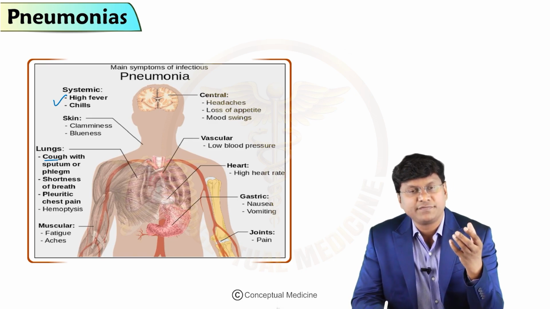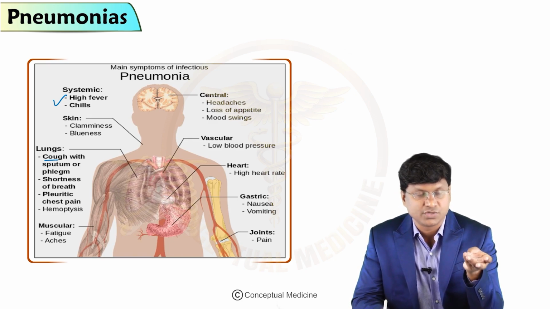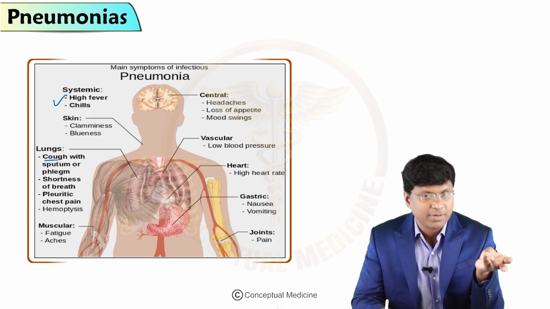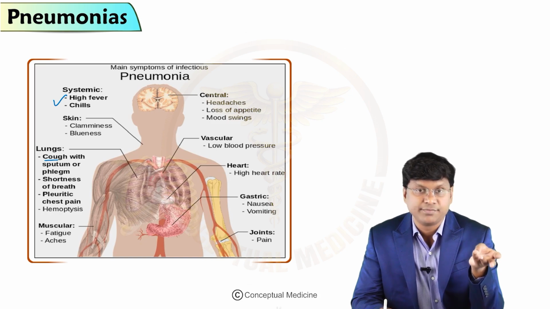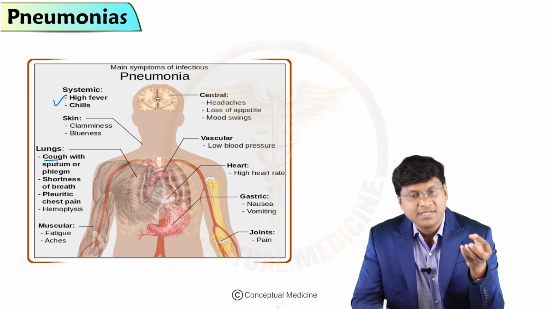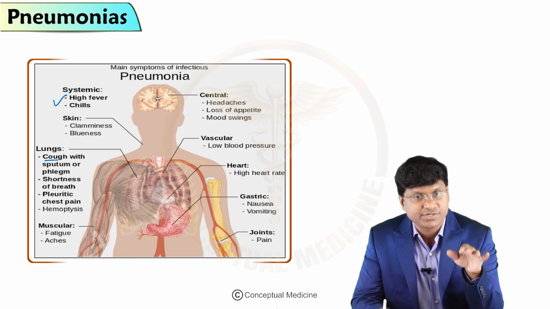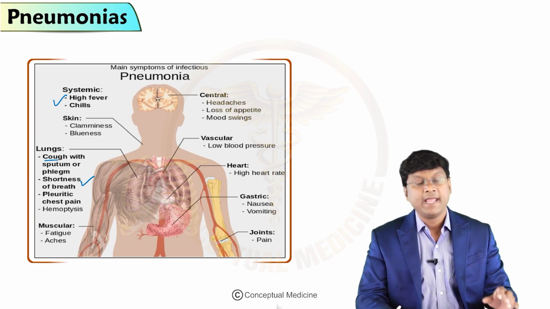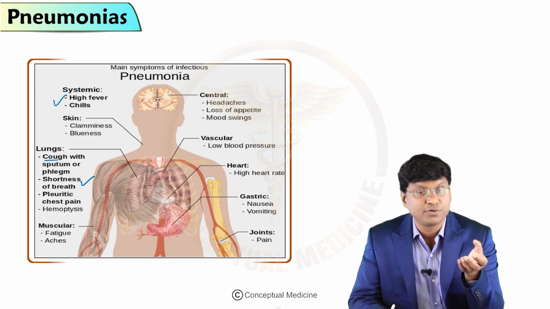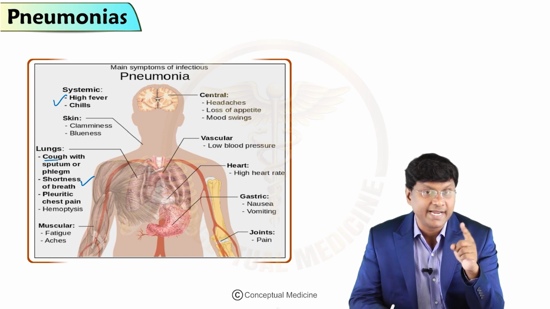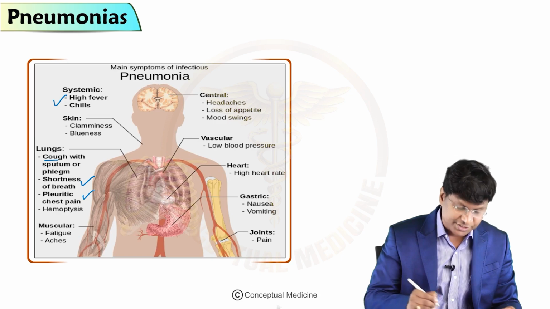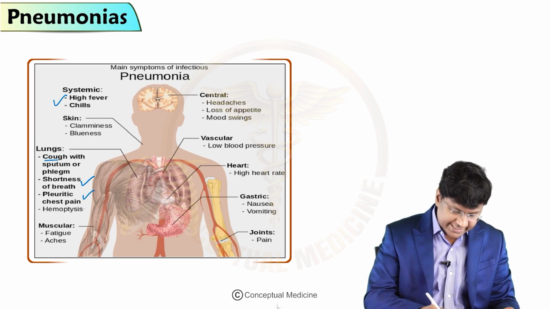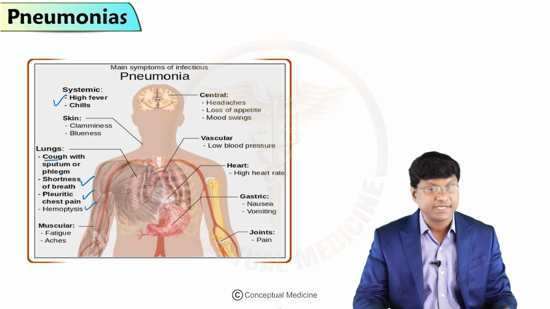The majority of the lung is damaged either in the form of consolidation, where the entire lobe is consolidated in lobar pneumonia, or patchy consolidation in bronchopneumonia. Thereby the amount of lung parenchyma available for air exchange is reduced, which is why the individual will have difficulty in breathing. These patients can develop pleural effusion causing pleuritis, due to which they will develop pleuritic chest pain. And these individuals can have complications like hemoptysis.